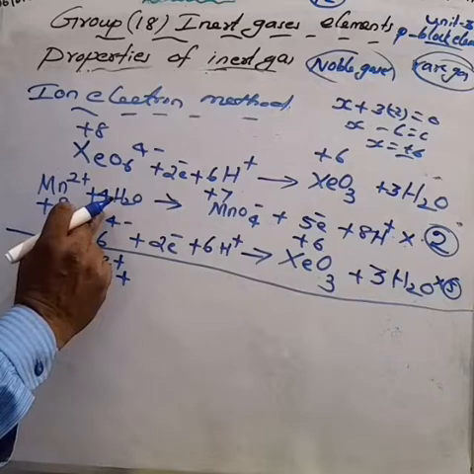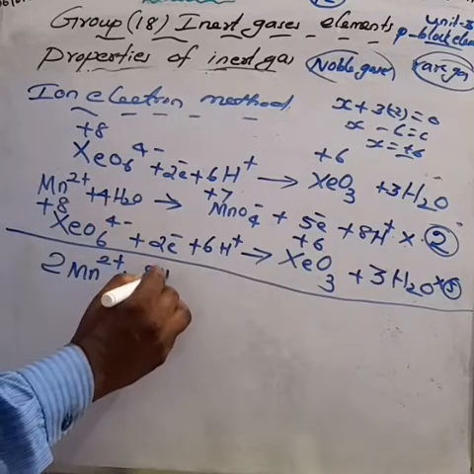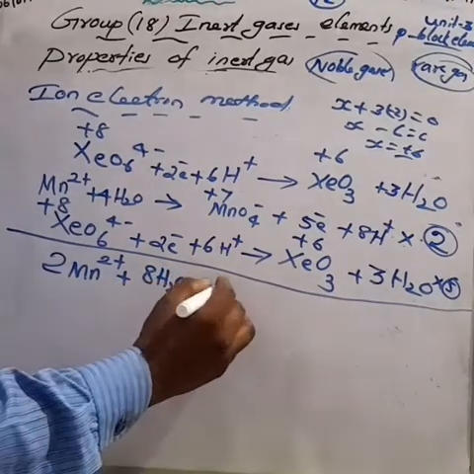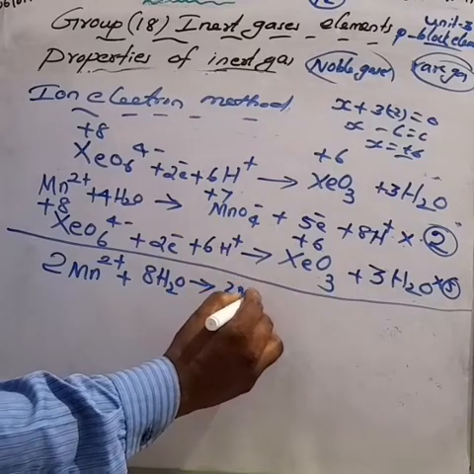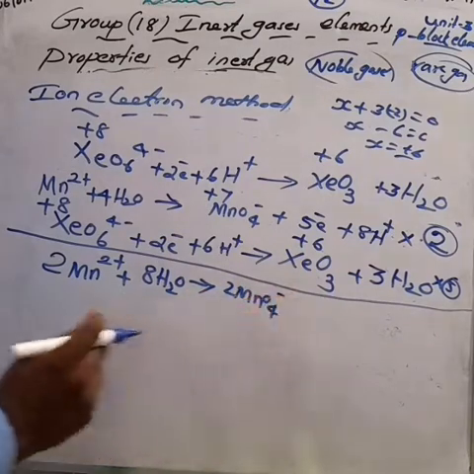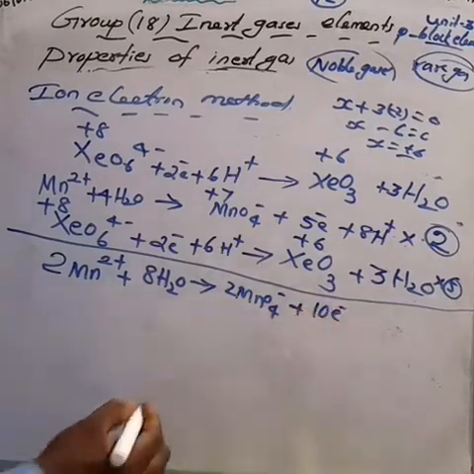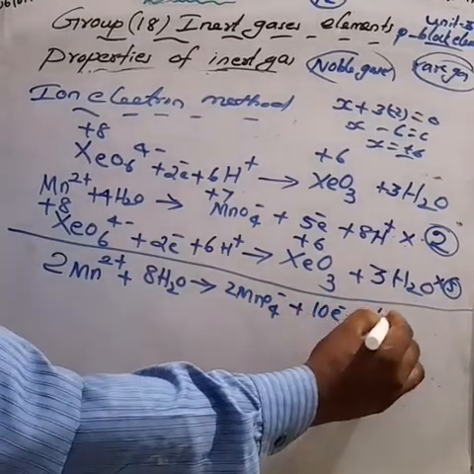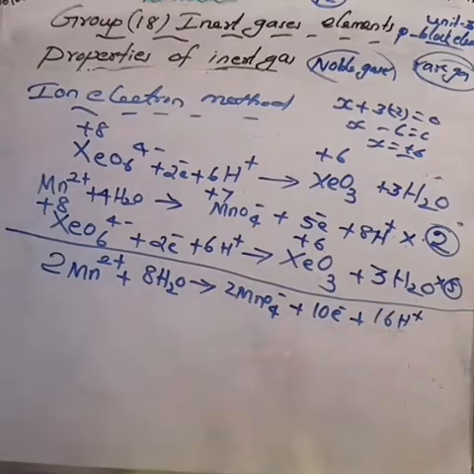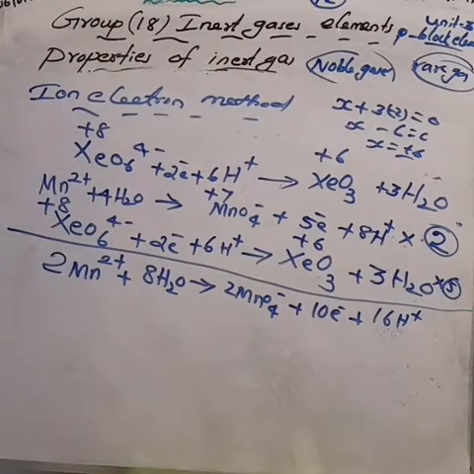If I multiply by 2, 8H2O gives 2 MnO4 minus. I multiply by 2, so 2MnO4 minus plus 5 electrons multiplied by 2 means 10 electrons, plus 8H plus multiplied by 2 means 16H plus ions. That's about the first equation.